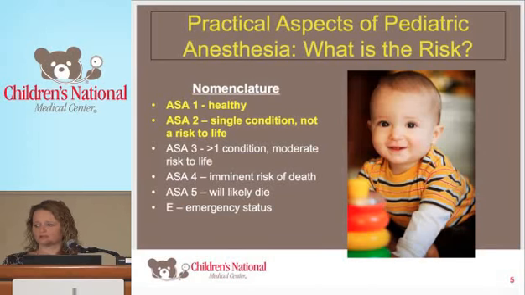So an ASA 1 is a healthy patient. An ASA 2 is a patient who has a single condition, not a risk to life. So that might be a patient who has asthma or who's coming in with a cold, a patient who has some other single, isolated, not major disease process. ASA 3, 4, and 5, you can see, tend to increase the degree of complexity, and you'll see in a minute, increase the risk of anesthesia.